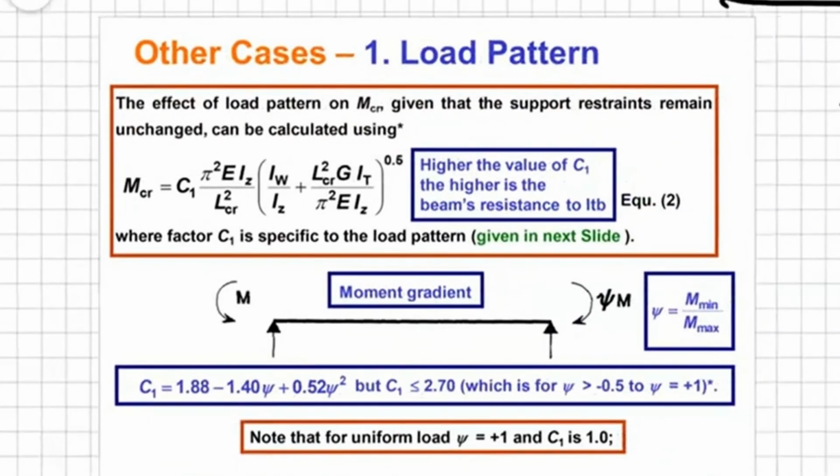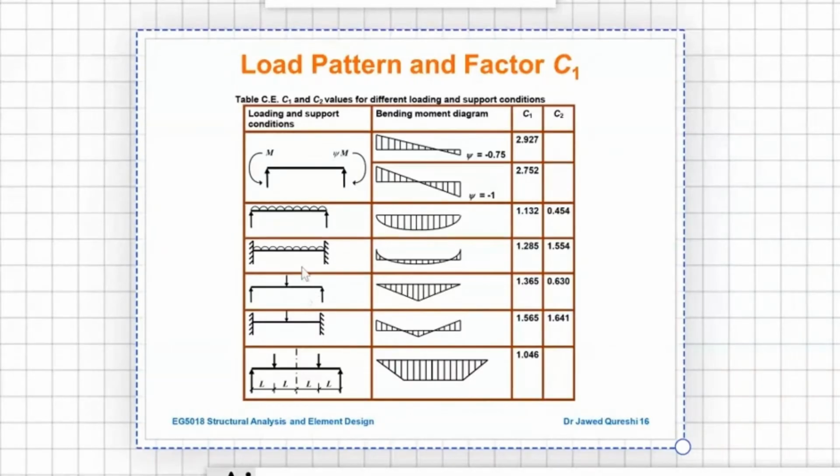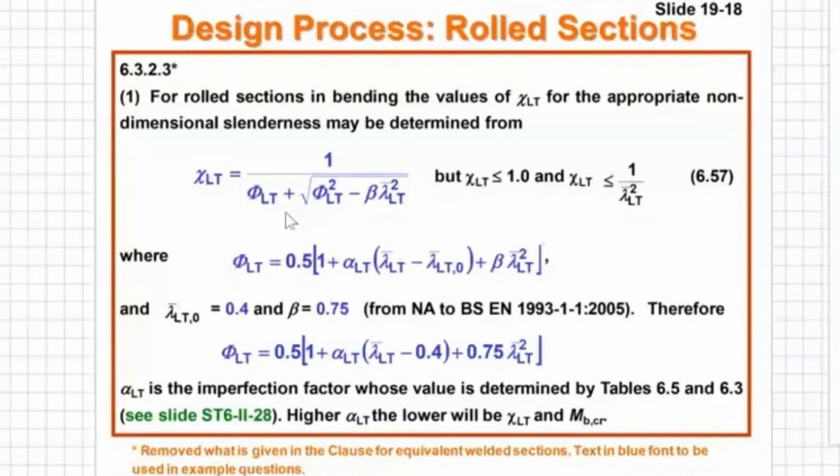We use this formula to find MCR, where C1 depends on moment gradient, and for standard cases, C1 depends on load pattern. For a standard case of uniformly distributed load, simply supported ends, C1 is 1.132. For a central point load, simply supported beam, it is 1.365. We can then find the reduction factor chi LT using this formula, equation 6.57.